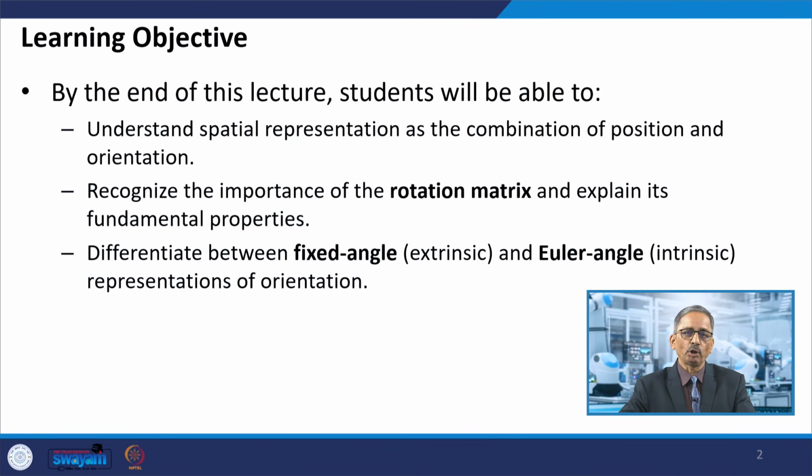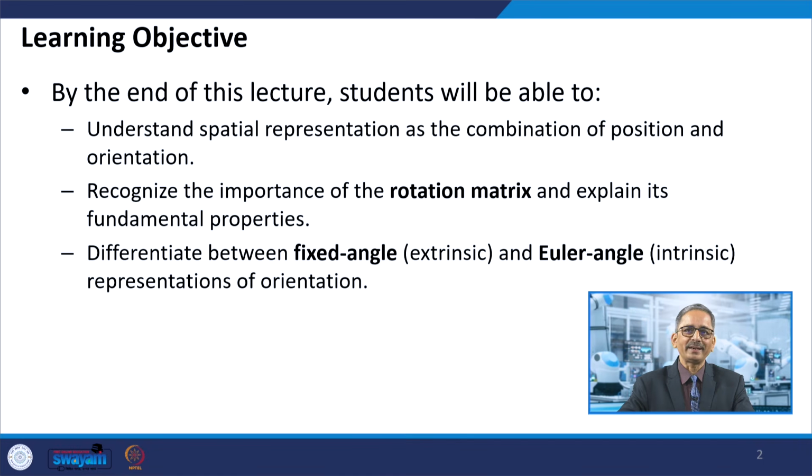Today we are going to talk about spatial representation. It is all about how we represent an object which is there in space mathematically. So, we are going to see various ways of representing the object. When you go through these slides and this lecture, you will be able to understand spatial representation as the combination of position and orientation.